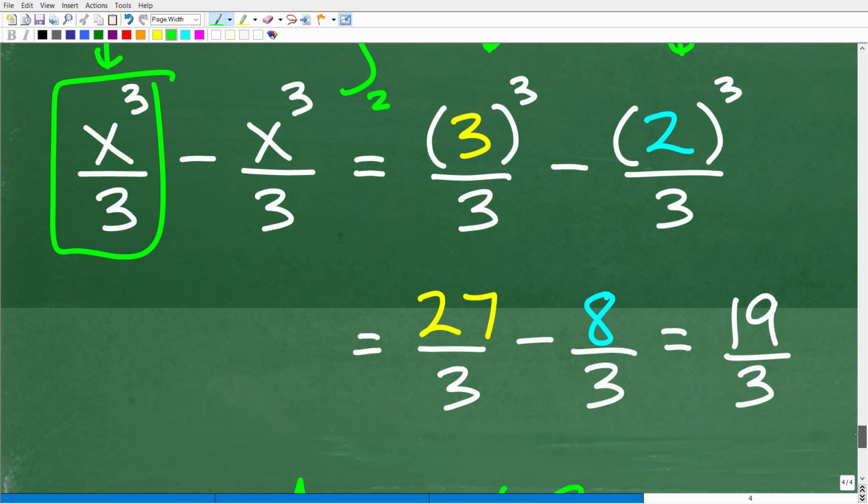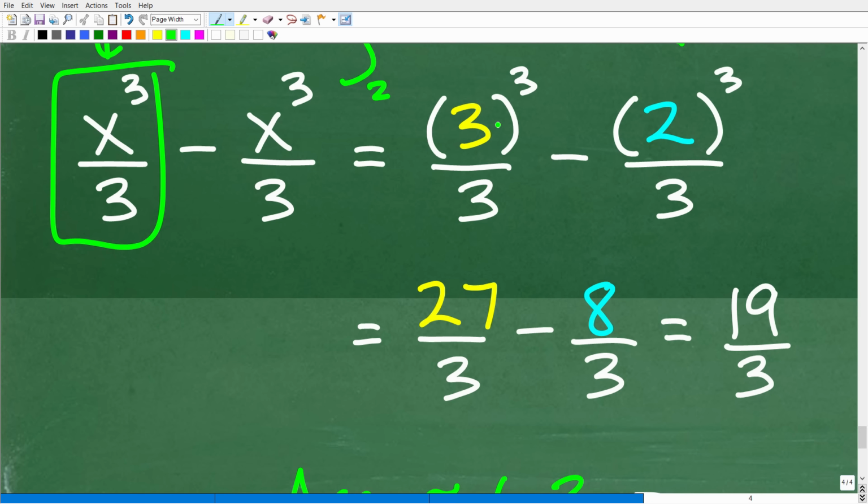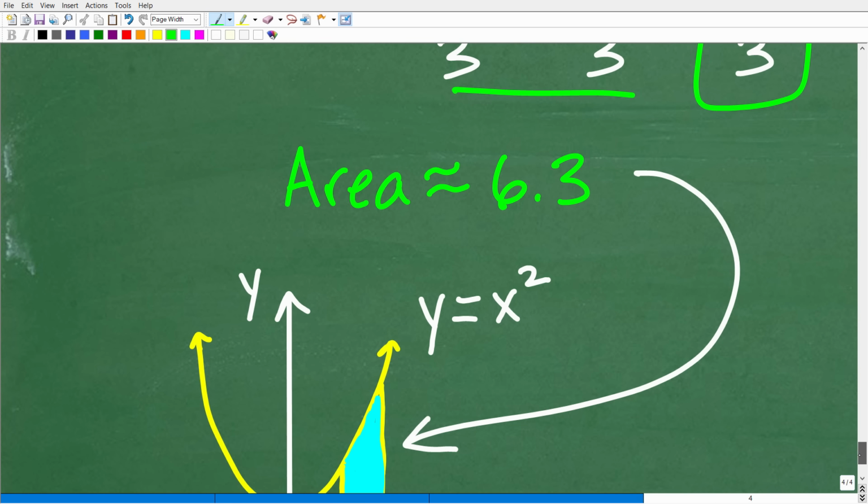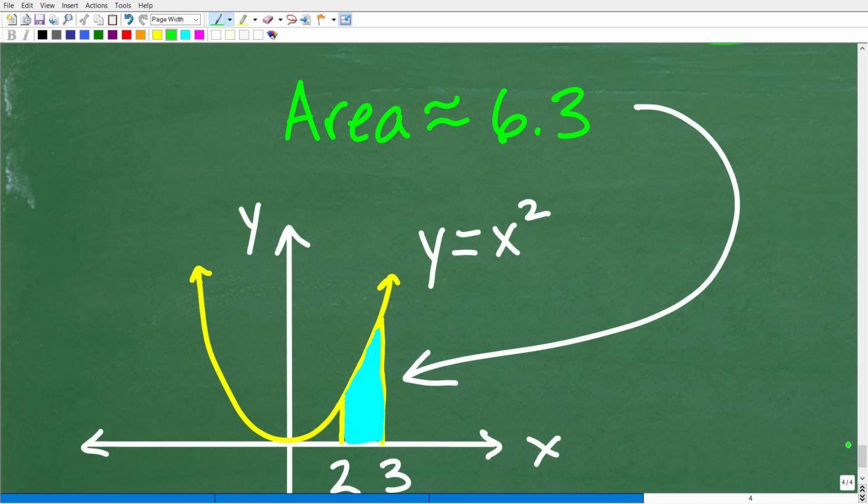So 3 cubed is what? That's 27. 3 times 3 times 3. So 27 over 3 minus 2 cubed, which is 8. 2 times 2 times 2 over 3. So when we do this simple fraction subtraction problem, we have 19 over 3, which is the answer. But if you take 19 and divide it by 3, effectively what you have is 6.3. And that is the answer. That's the actual area of this little shape underneath this curve x squared. So that is a precise area, 19 over 3.